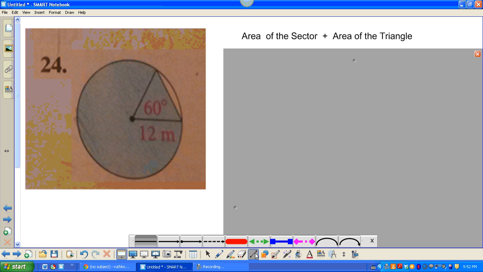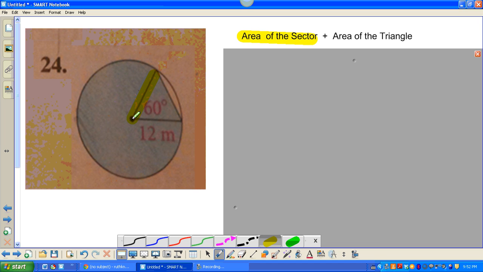We are going to find the area of the big sector. So I'm going to be talking about this area. I'm really, really hungry. Okay, so I'm talking about this area right here. And then I'm going to tack on the area of this triangle. This triangle is an equilateral triangle. It's 60, 60, 60.